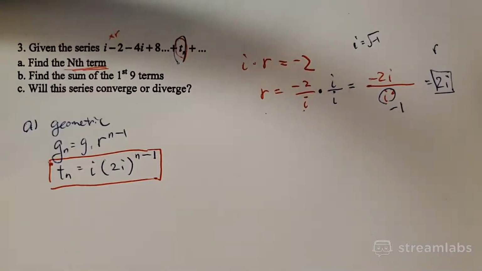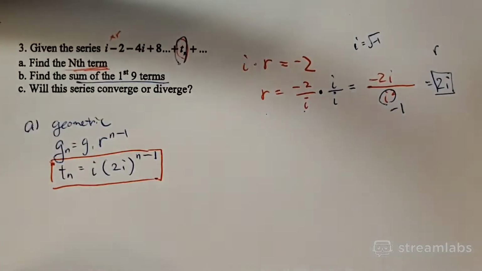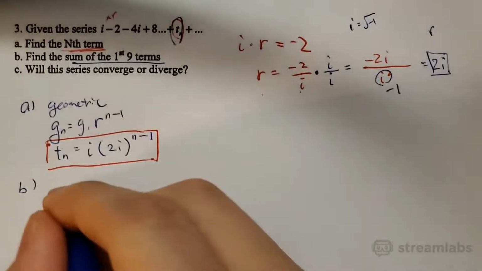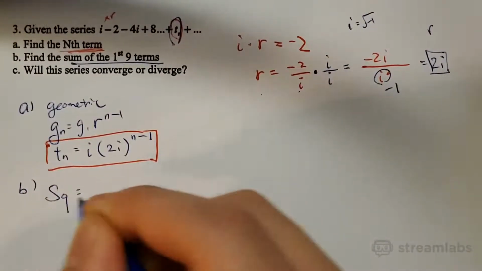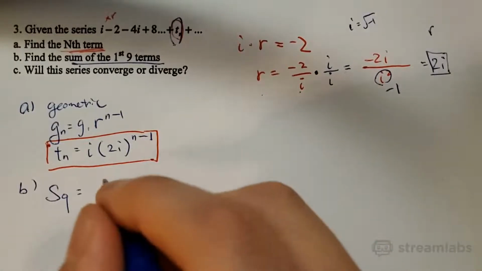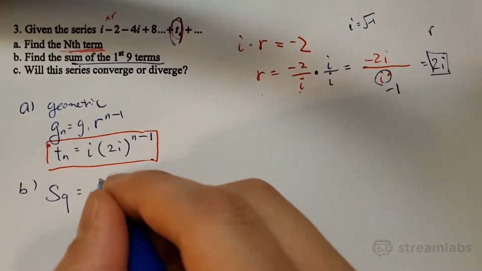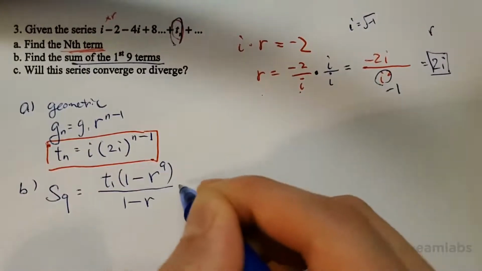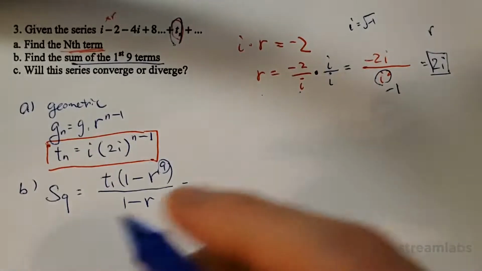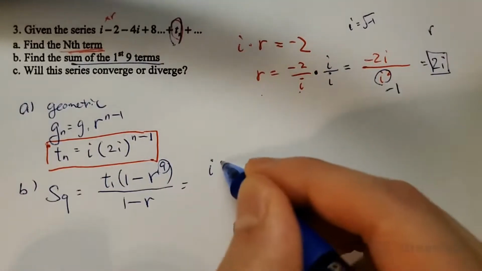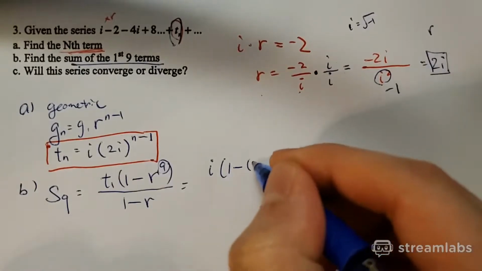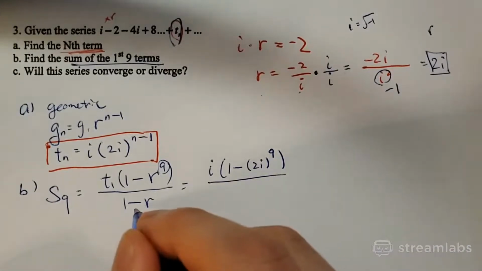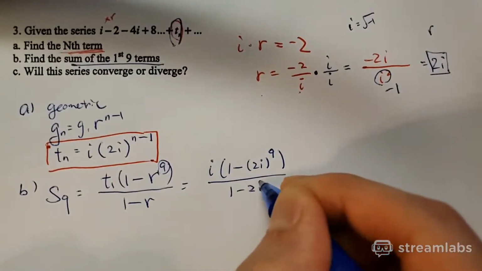Find the sum of the first 9 terms. Okay? This is 9 terms, right? Not infinite terms. Sum, right? So Sn, or S9 in this case. Remember your formula for S9 would be T1, I'll write the formula first, 1 minus r to the 9th over 1 minus r, right? This is the nth power. First term is i, right? 1 minus r is going to be 2i to the 9th power, all over 1 minus 2i. Okay.